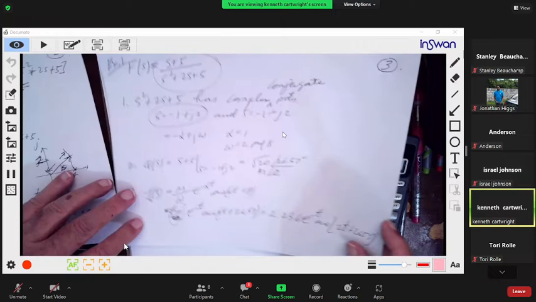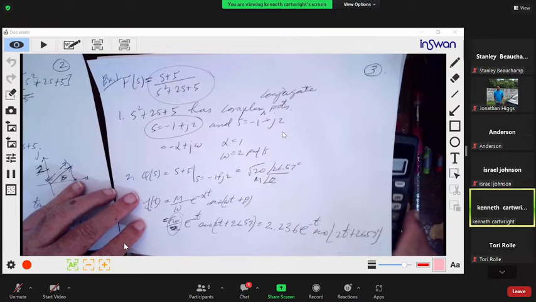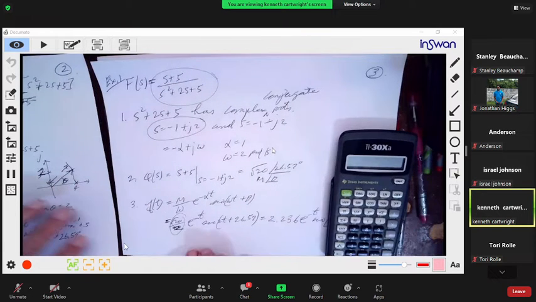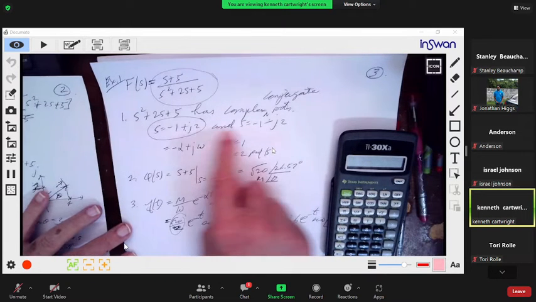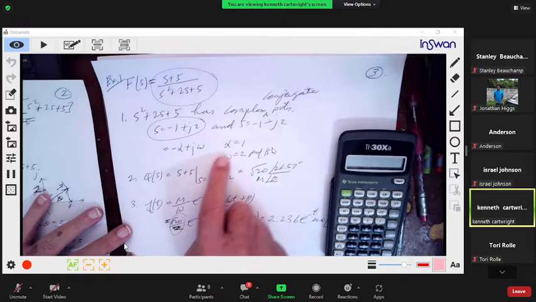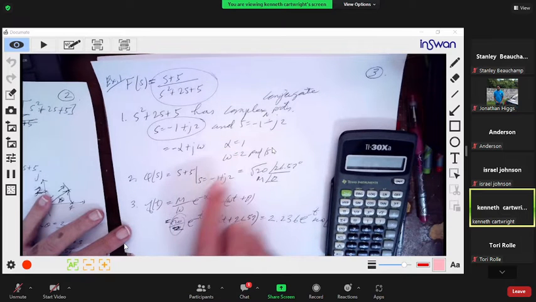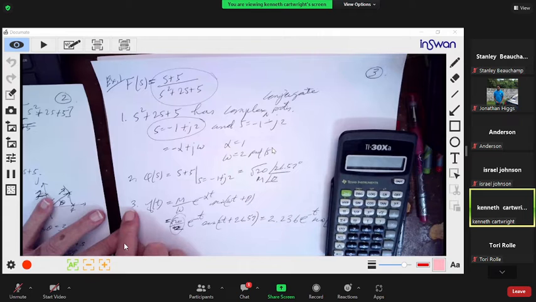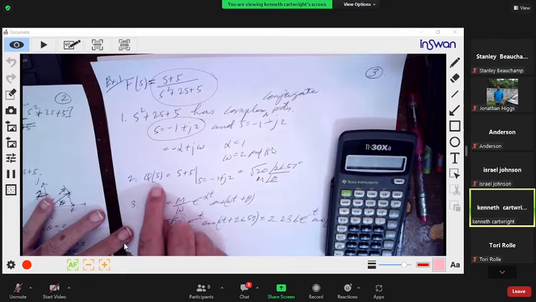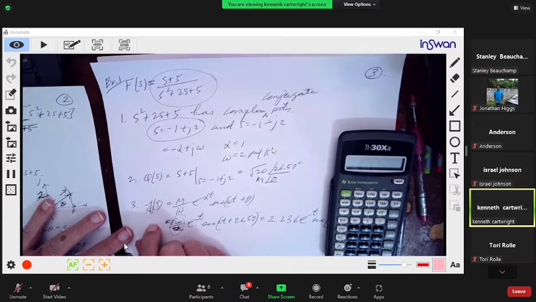See right here? Just the previous page. We get the roots of the quadratic. There's the roots of the quadratic. So we identify alpha, we identify omega. What's the second step? We find Q of S. That's the second step. And what did I say Q of S is?